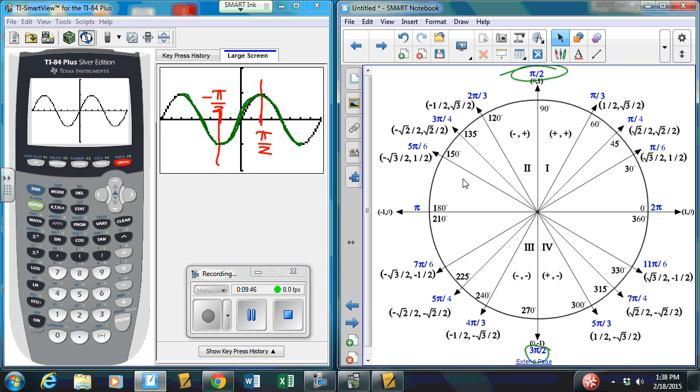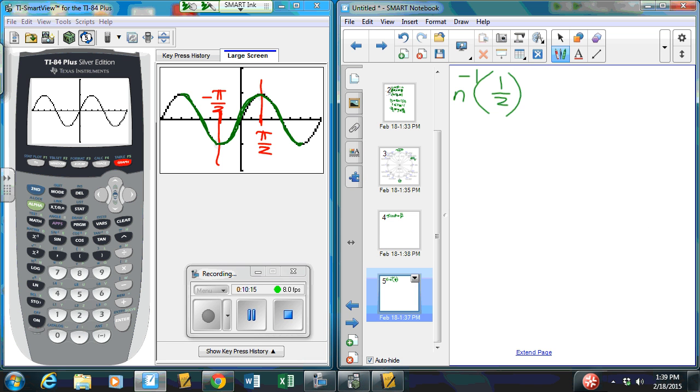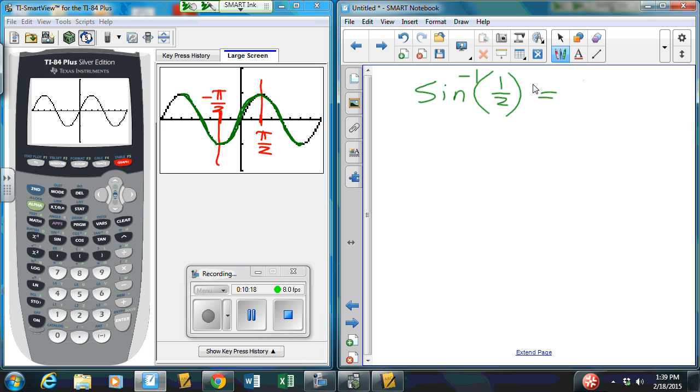What angle has a sine of 1/2? Raise your hand when you know. All right, Thomas, what do you think? 30 degrees. Okay, we're going to do everything in radians. So what is that angle in radians? Okay, good. So this angle right here has a y value of 1/2. So the answer to that question, sine inverse of 1/2, is pi over 6.